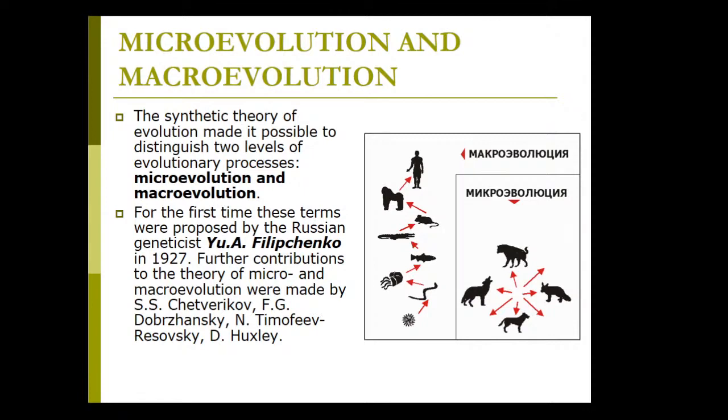Further contributions to the theory of micro- and macroevolution were made by Chetverikov, whose name we heard today, Dobzhansky, Timofeev-Resovsky and Huxley. These are very famous scientists; you need to remember them and be able to describe what they contributed to evolution theory. We will speak about this and make reports in our practice.